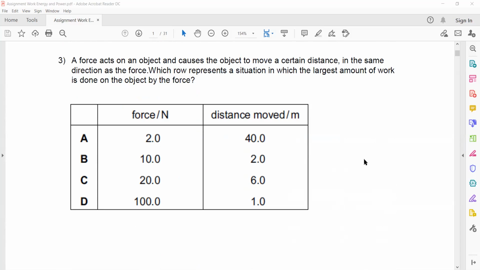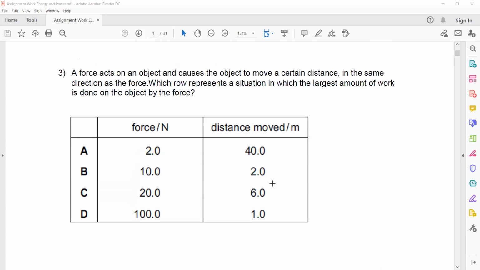Question 3, what could be the answer? Work done is a product of force and distance. What's the answer for question 3? A, B, C, or D? Work done is force multiplied by distance. So C is the right answer.